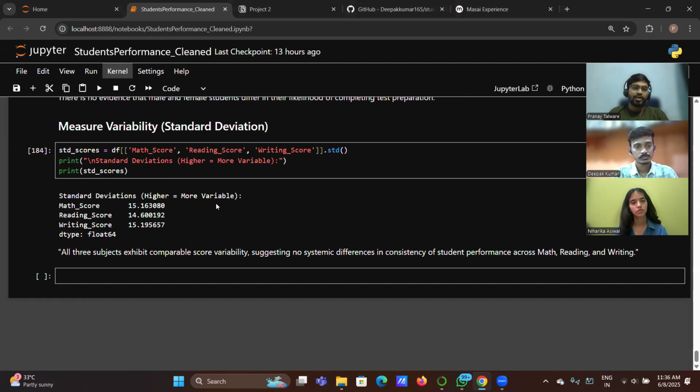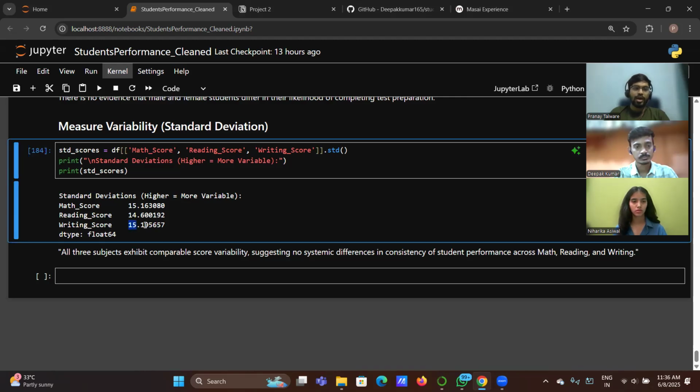So for that we have taken the standard deviation, and the higher the standard deviation, the higher the variability in the data. In that we can see that the writing score has a much higher standard deviation compared to the others. It is not a big difference in all of them, but it is slightly more than the rest of the course. So we can say that the writing score has higher variability, so it is more volatile as compared to others.